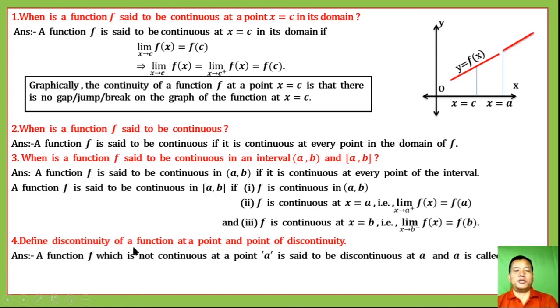Define discontinuity of a function at a point and a point of discontinuity. Answer. A function f which is not continuous at a point a is said to be discontinuous at a, and a is called a point of discontinuity of f.